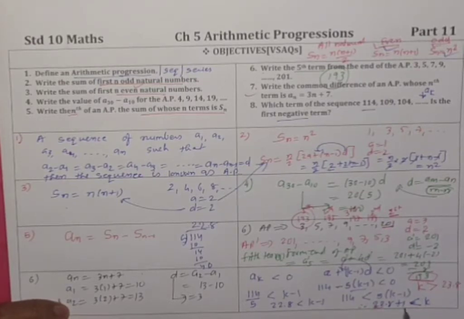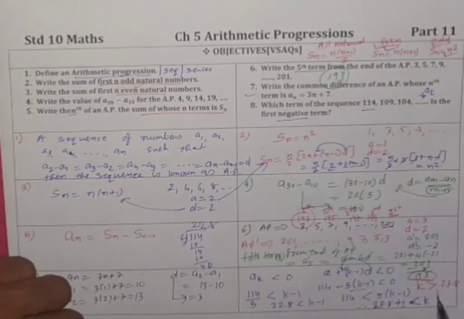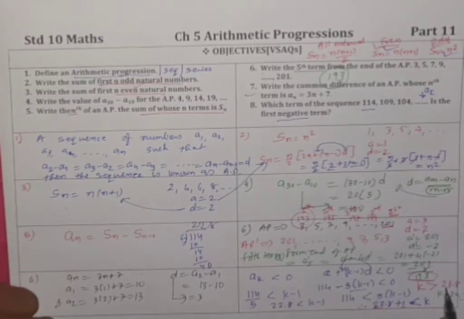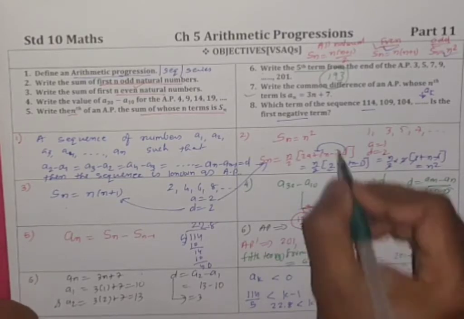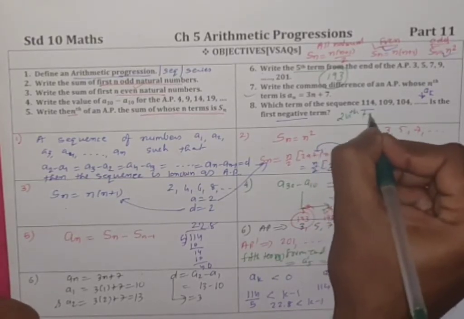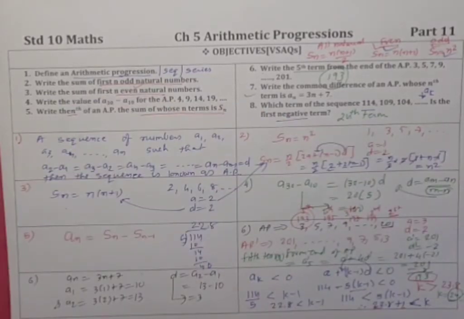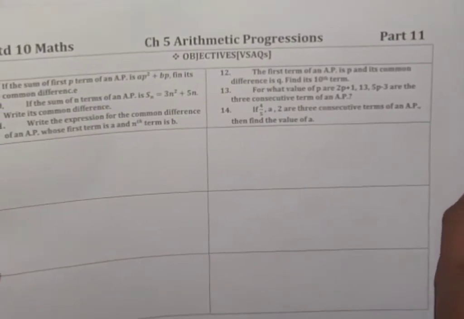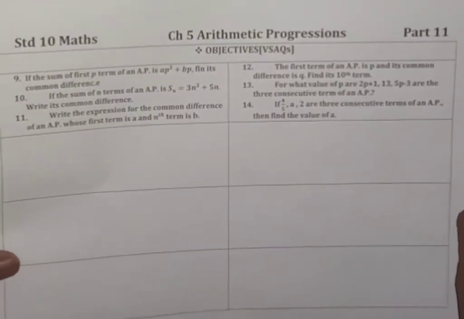23.8, that is 22.8 plus 1. Now which are the integers? Because k will be an integral value. So the integers k will be 24, 25. All these are greater than 23.8. So the very first one, the 24th term, would be the first negative term. Clear, children? Proceeding further, we finished 8 very short questions.